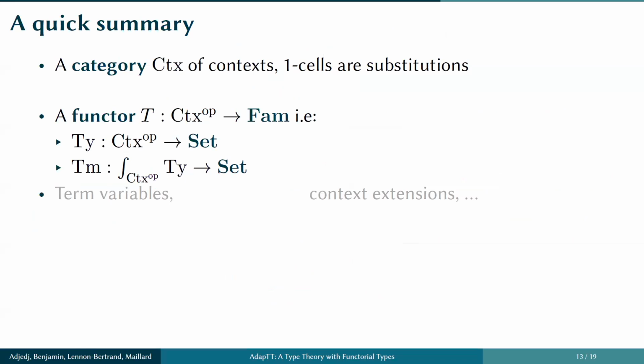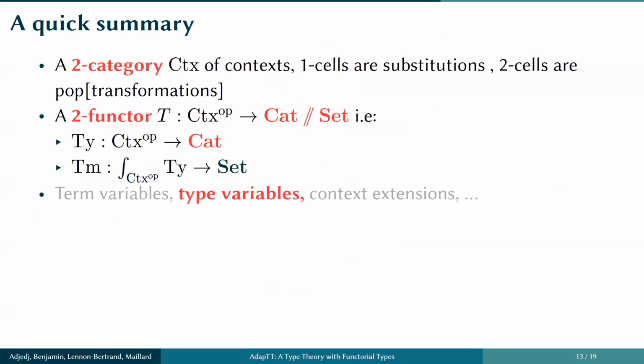If we look back and have a quick summary over what we just said, we started with a category of context and a functor which mapped context to sets, and context and types to other sets. And we've enriched this notion of categories with families to have a 2-category of contexts. This is a typo, in which the one-cells will be the usual substitutions, and we have a new notion of two-cells that are transformations.